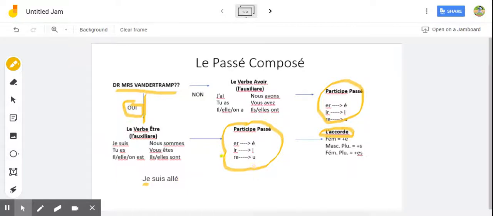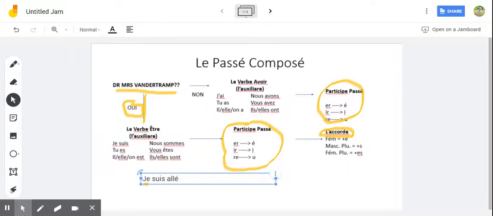Unfortunately, girls in the class, you're going to have a little extra step to do, a little bit of extra work. We are going to have to add that extra E, je suis allée, to make it feminine. Okay? So, je suis allée au centre d'achat. I went to the mall.